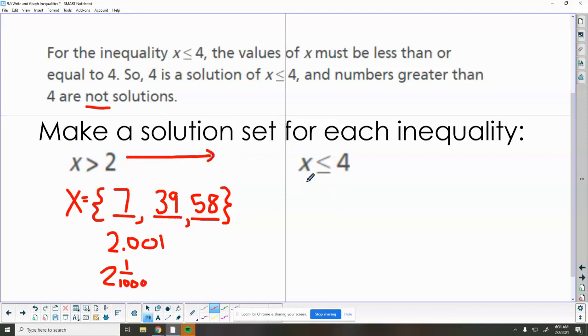Let's try this one here. So x is less than or equal to 4. We want to come up with at least 3 numbers that x can equal that would make that true.